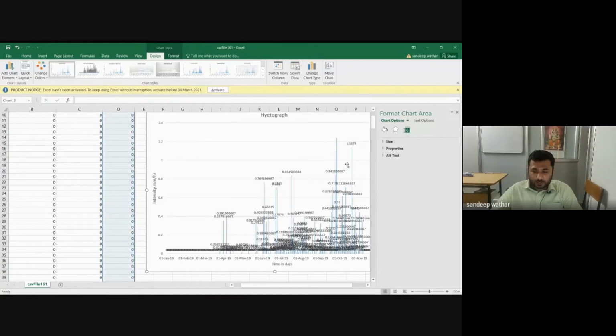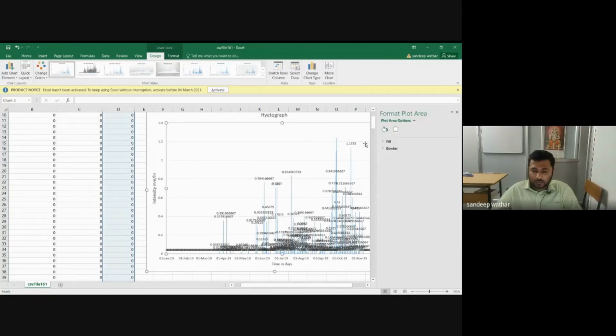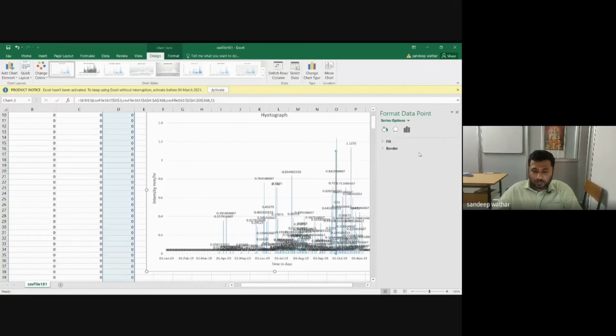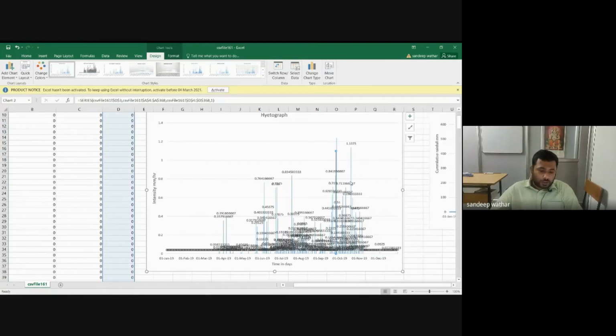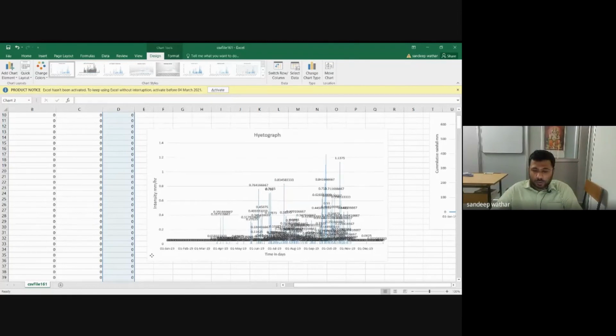So do you have any doubt with this? Okay, shall we go for the next topic? Do you have any doubt with respect to both the graphs?